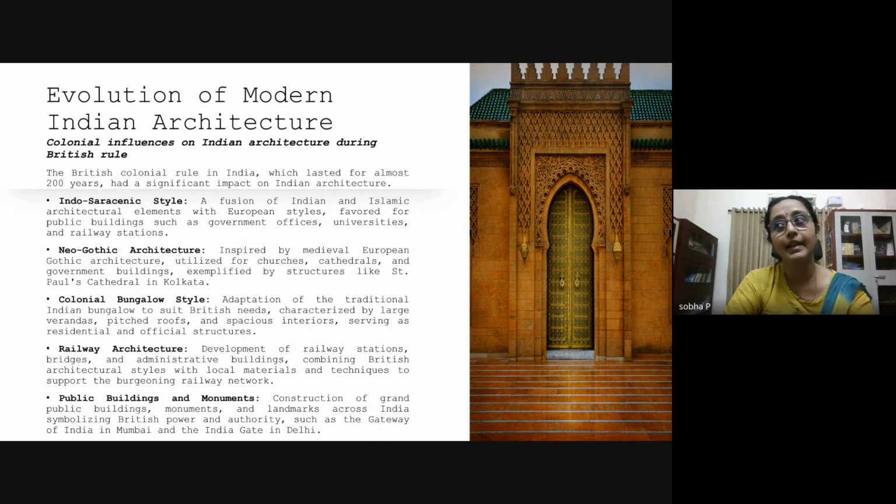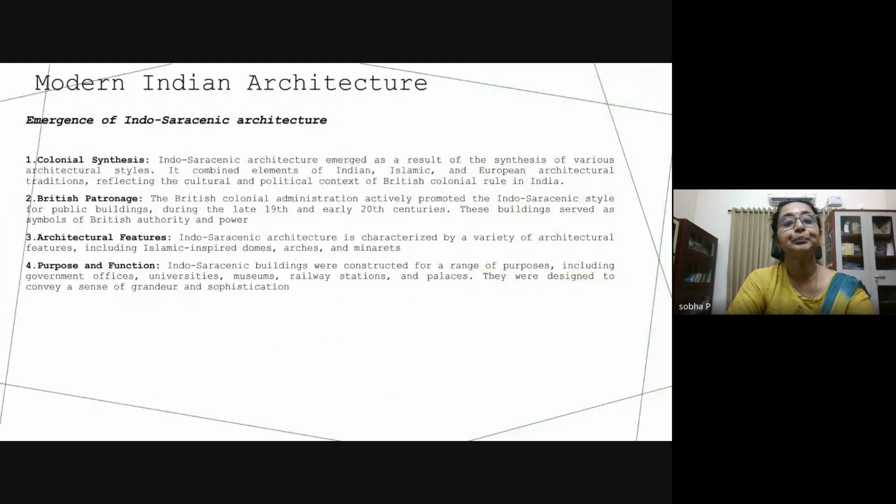The characteristic features were large verandas, pitched roofs, and spacious interiors, which served as residential and official structures. Railway stations and bridges combined the British architectural style with local materials and techniques to support the railway projects. And public buildings, that is the construction of grand public buildings, monuments and landmarks symbolizing British power and authority, such as the Gateway of India and also India Gate in Delhi.